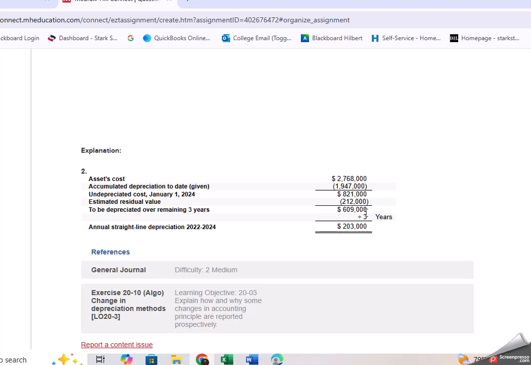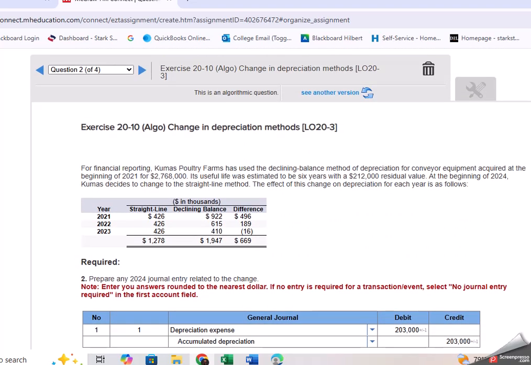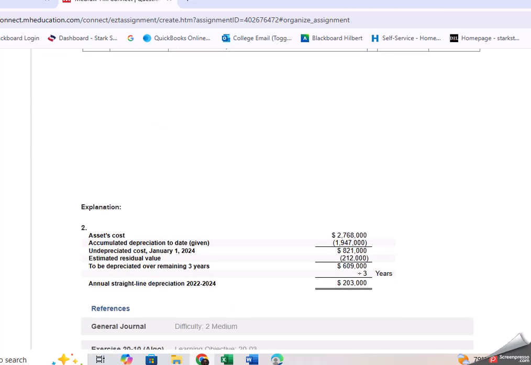They estimate a $212,000 salvage value, so we subtract that out. And then now we're going to go to straight line. So we're going to say there's 3 years left. Again, go back up here. It told us that its useful life was estimated to be 6 years. We've already depreciated it for 3. So that means how many years are left is 3.